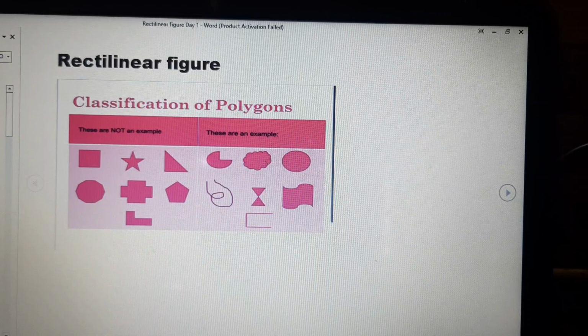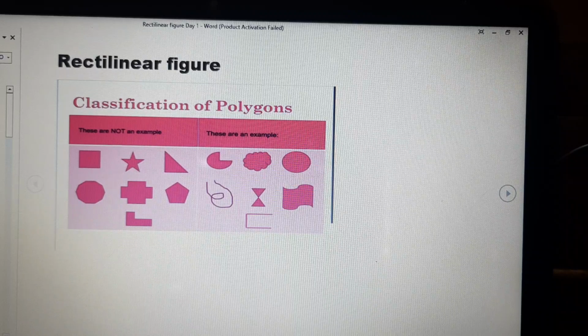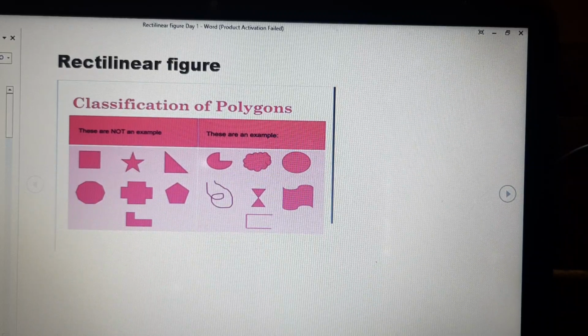Good afternoon, children. Today we are going to study about rectilinear figures. First, we'll talk about the open curve and closed curve.